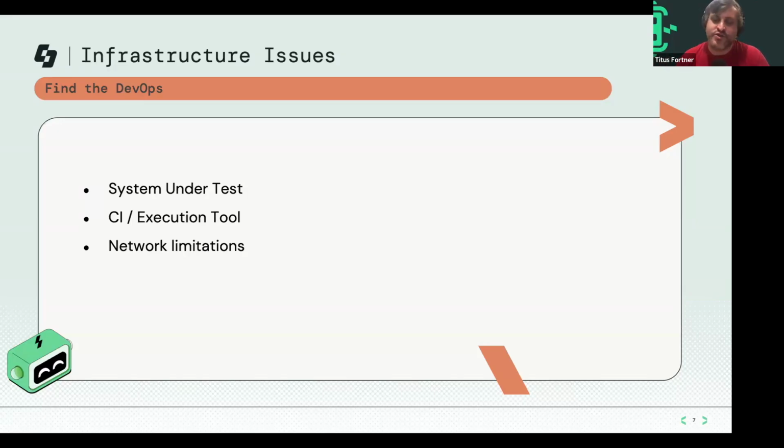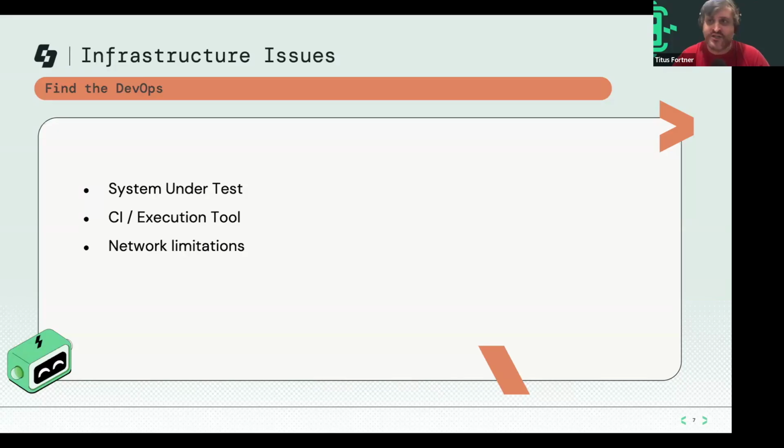Could be the CI execution tool. I have seen users trying to run too many tests in parallel from the same Jenkins instance, or just an underpowered node that can't handle all of the communication, either for memory or processing power. And then finally, network limitations that could come in all sorts of different ways. I've seen load balancer issues. That's one type of infrastructure here.